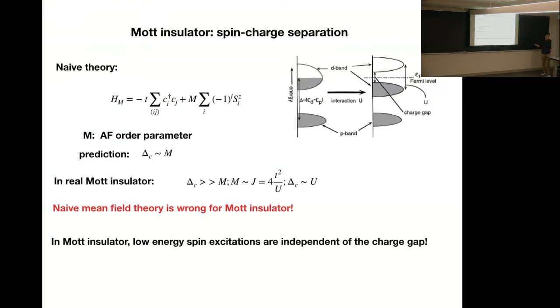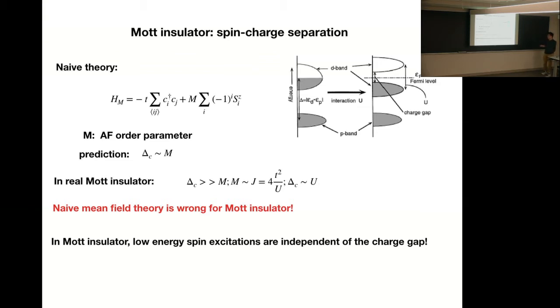There is actually a naive mean field theory for the cuprate Mott insulator. Because it has a Néel order, you can write down a Landau mean field theory, basically just adding the Néel order and the fermion bilinear. From this, you can get an insulator, that's called a spin density wave insulator. And from this theory, you will have a prediction that the insulating gap, the charge gap, is proportional to the order parameter of the Néel order. However, this is not consistent with the experiment. In the experiment, we find the charge gap is much, much larger than the Néel order.